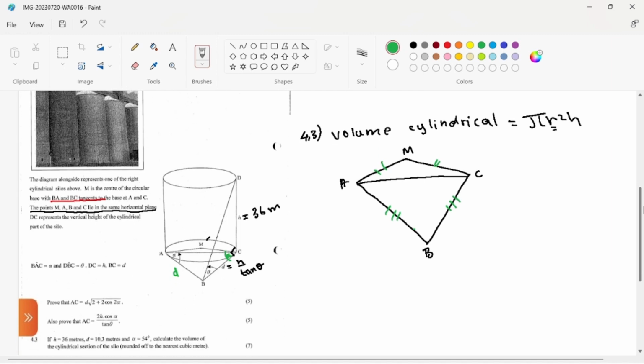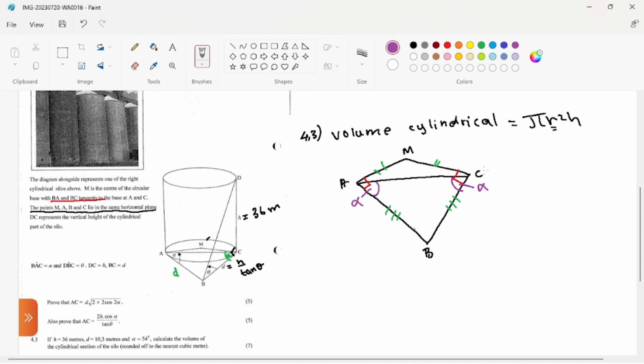Since they said it is a tangent, that means this is a radius, right? And we know what a radius and a tangent tell us: we have a 90-degree angle like this. We also know that this is alpha, and this one is also alpha. We were not given theta.